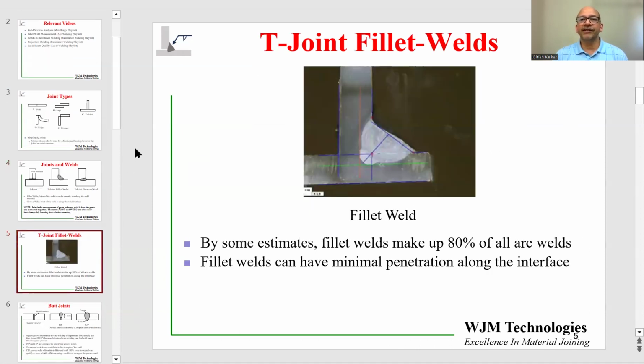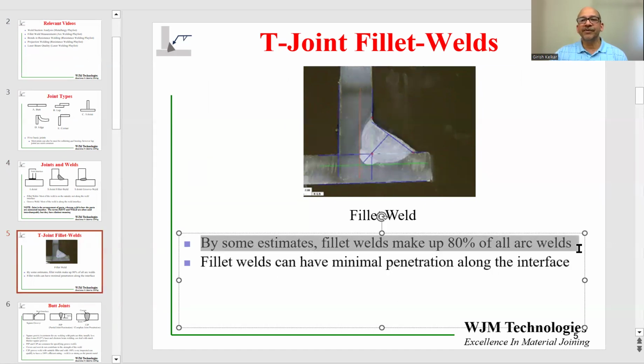Let's look at a T-joint made with a fillet weld. So here's a T-joint. It's a cross section. This is one component. This is the other component. And this is the fillet, which is shown in section. If you're not familiar with weld sections, please review the video on weld section analysis in the metallurgy playlist, where I explain how these weld sections are made.